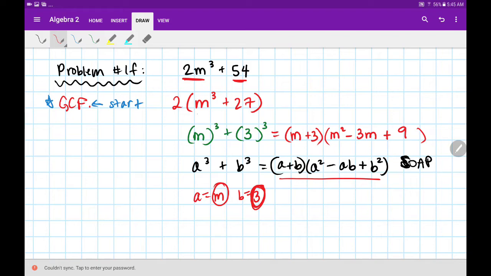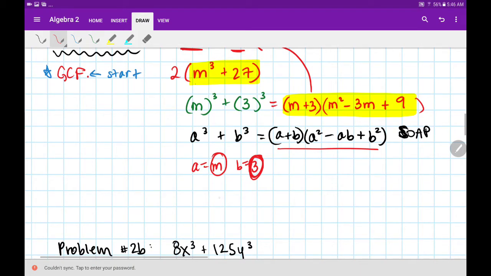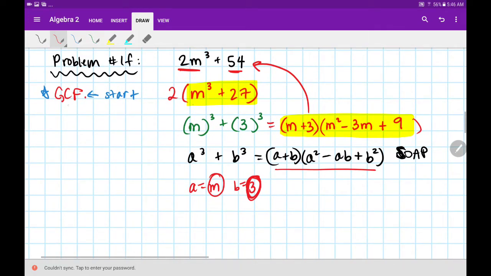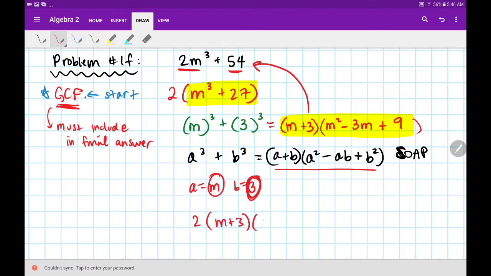So that's pretty cool because we went ahead and we factored this guy. But if you said this was your final answer, you'd be missing something because this does not equal that. I forgot to keep my 2 out in front. So we're going to rewrite our final answer. If you use GCF, you must include that in the final answer. So my final answer is going to be 2, and then m plus 3, m squared minus 3m plus 9. Let me highlight that in blue. That's our final answer.